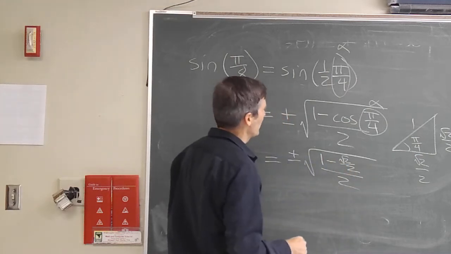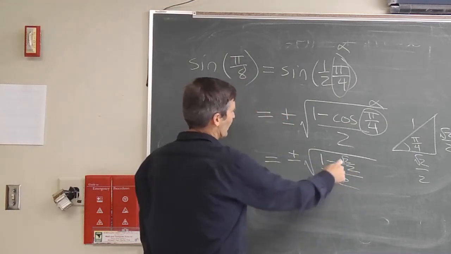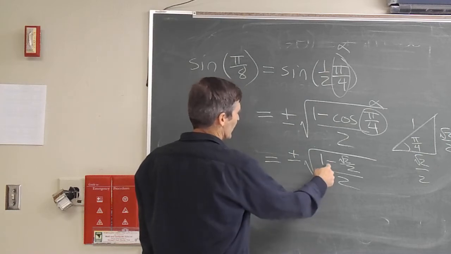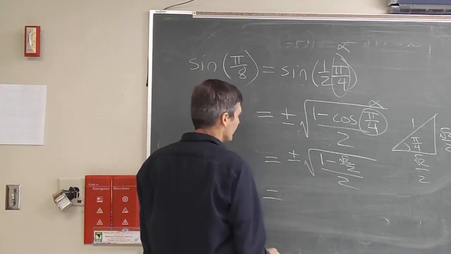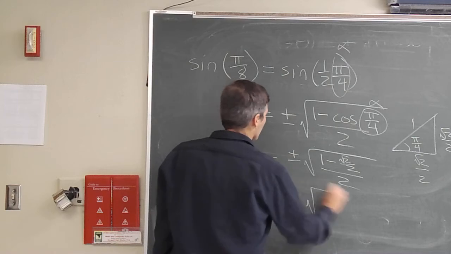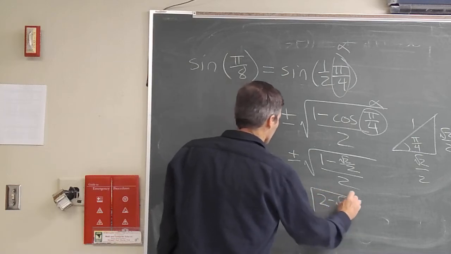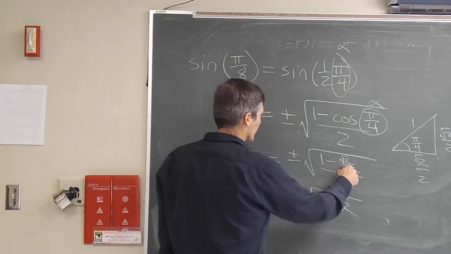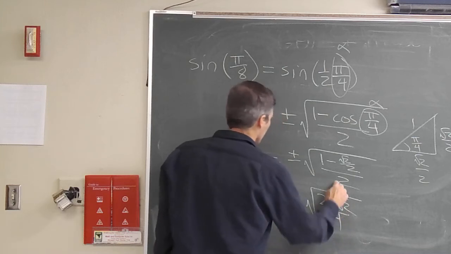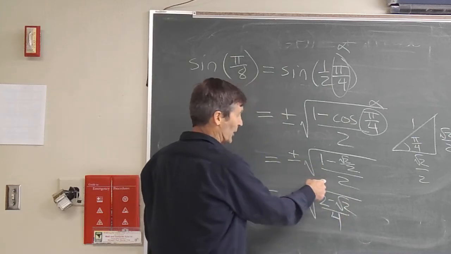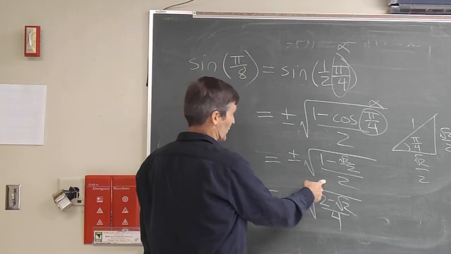And I have the same problem as before. The algebra is harder than the trig. I have these compound quotients. I can get rid of them by multiplying top and bottom by 2. And I'll get square root of 2 minus square root 2, multiplying this by 2 and this by 2, all over 4 on the bottom, multiplying the bottom by 2. I have to multiply the top and bottom by the same thing, or I'll change the quotient.